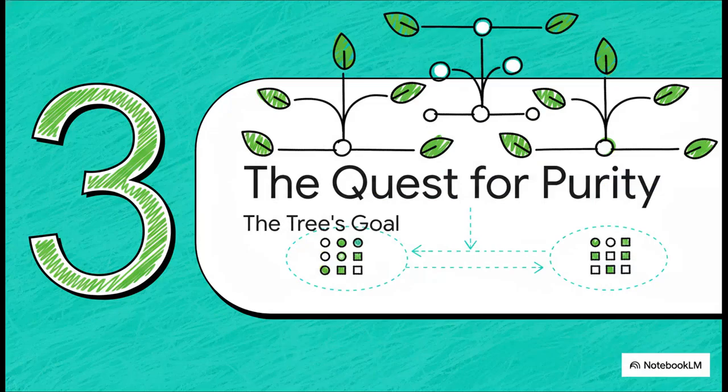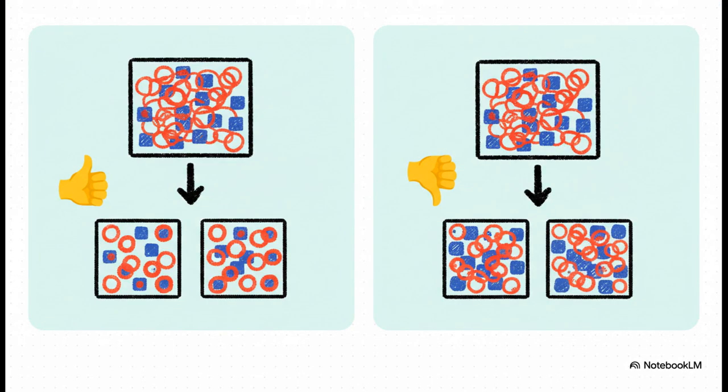To really get how it learns, you have to understand its number one goal, its obsession, really. Above all else, a decision tree is on a quest for something called purity. It wants to sort all that messy data into the cleanest, most uniform groups possible. This slide here shows you exactly what that purity looks like.